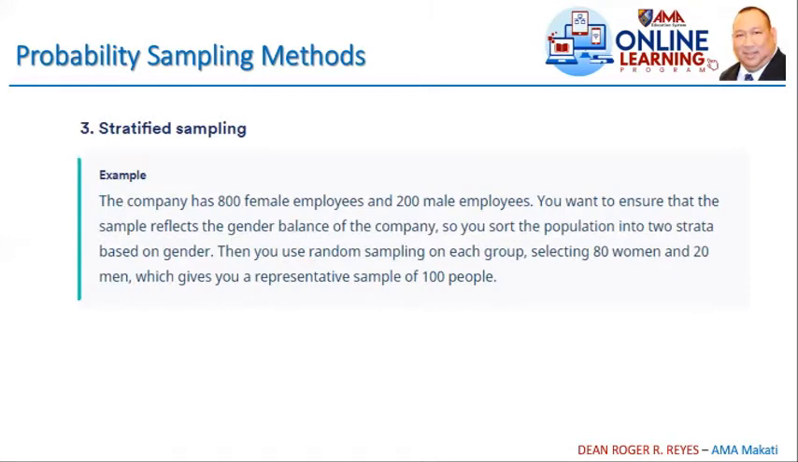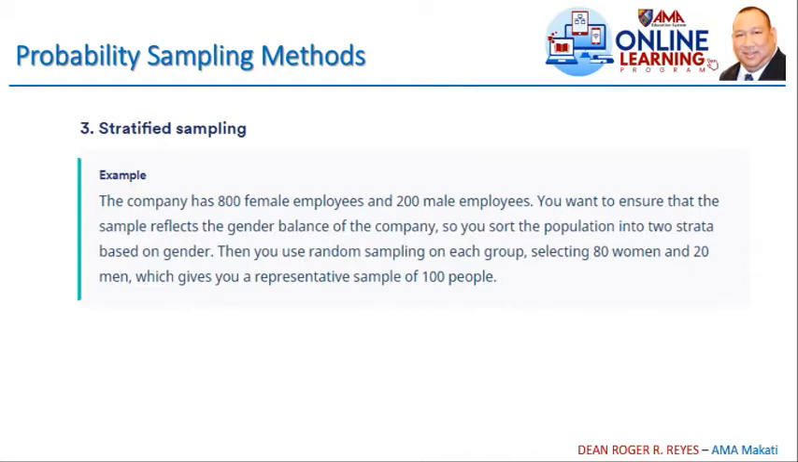So kung 800 and 200, dapat 800 divided by 1,000, that is 80%. 200 divided by 1,000, that's 20%. Dapat, kung yung sample nyo is 100 people, dapat 80% are female, 20% are male. And since by number, mas madali natin itong makukompute kasi 80% of 1,000 is 800, 200. So, be 80 and 20. As long as there is a balance.